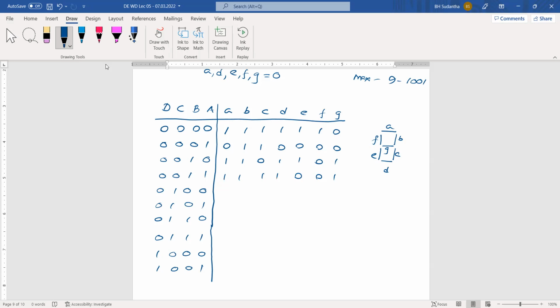Shall we complete this truth table? Isha, is it okay now? Now can you understand? Okay. Yeah, fine. Can we try to complete this truth table up to number 9?